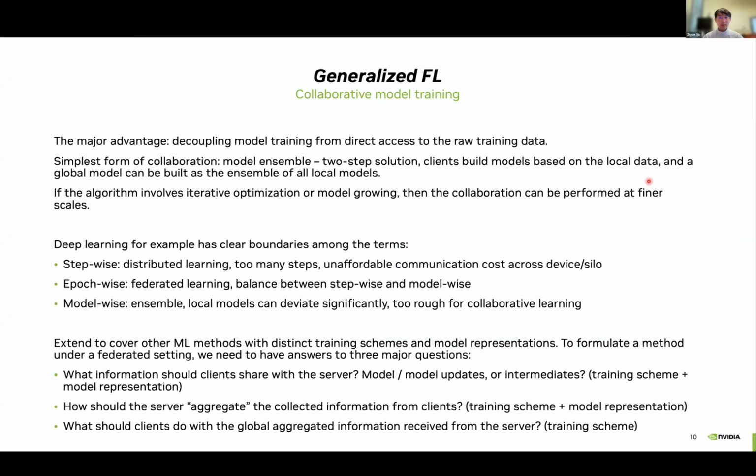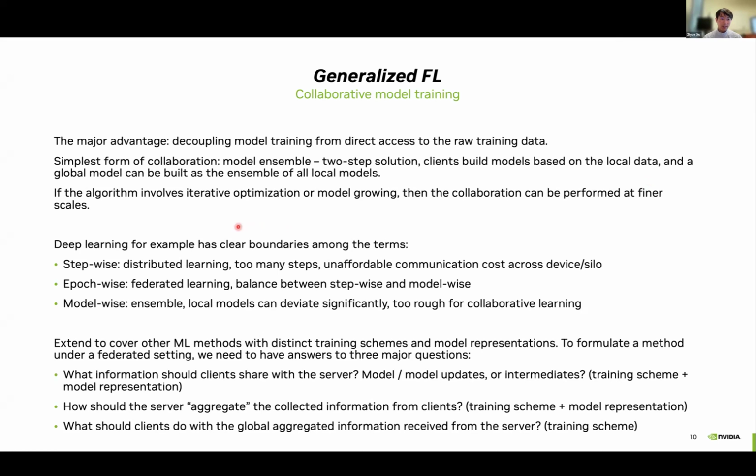And if we think about federated learning in a more generalized way, it will be collaborative model training. The major advantage here is to decouple the model training from direct access to raw training data. And the simplest form of collaboration will be model ensemble, right? It's just a two-step solution. Clients build models based on their own data, and then a global model can be built as an ensemble of all the local models. But if we have algorithms involving iterative optimization or model growing, then the collaboration can be performed at finer scales.